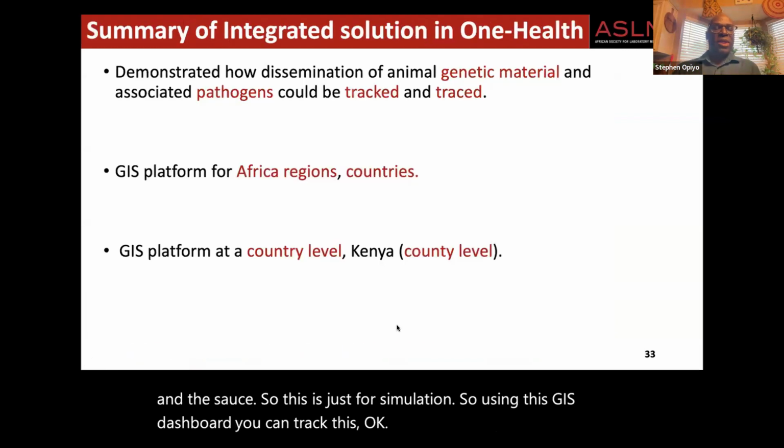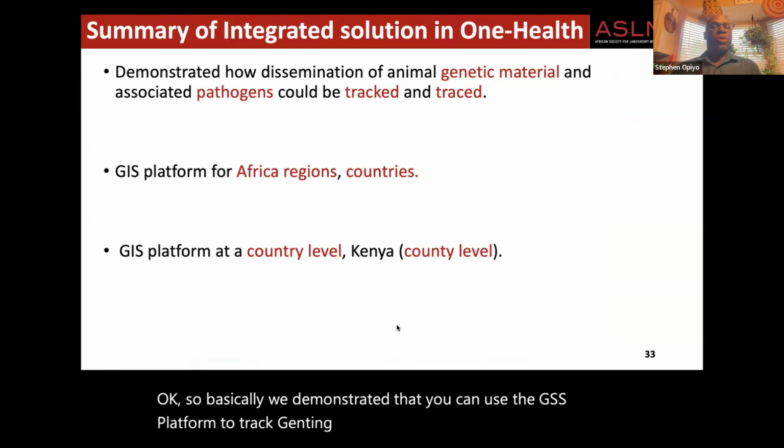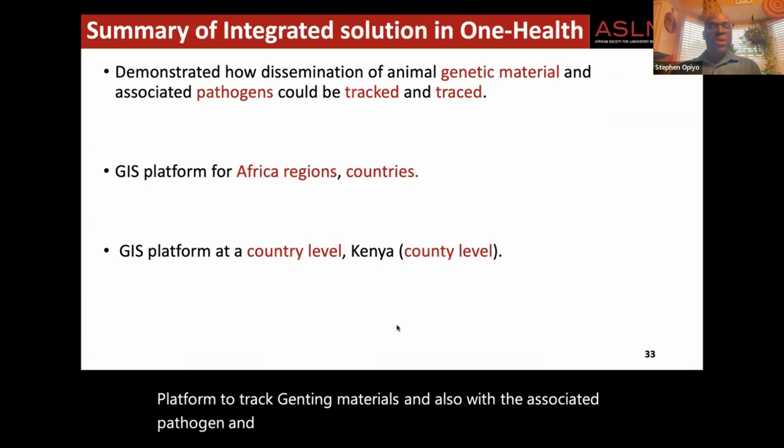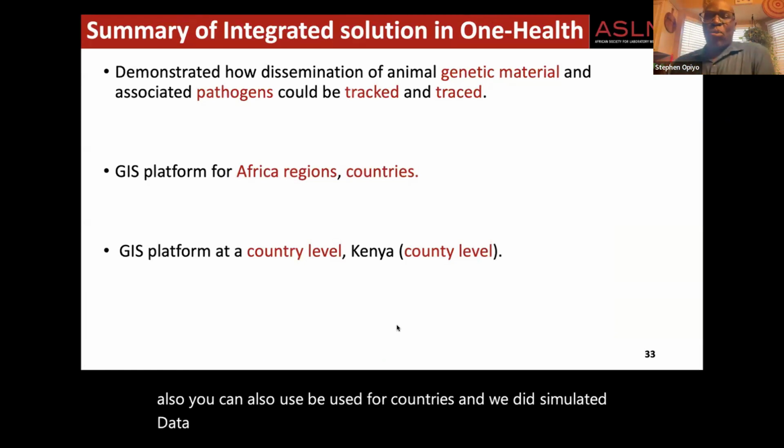Okay, so basically, we demonstrated that you can use the GIS platform to track genetic materials and also the associated pathogens. And this platform can be used for regions, and it can also be used for countries. And we did simulated data from Kenya.